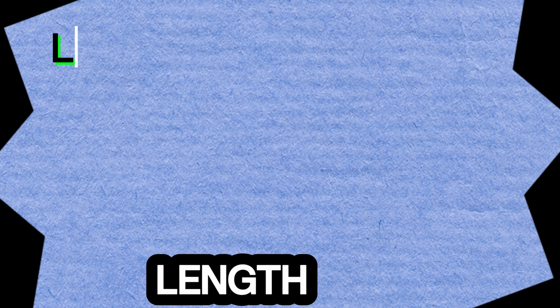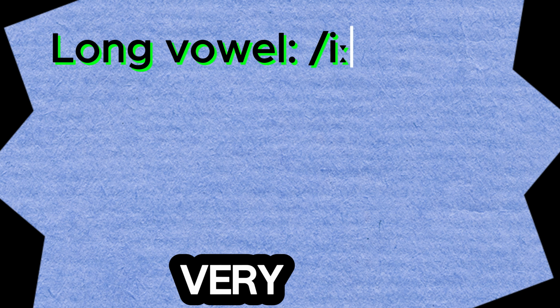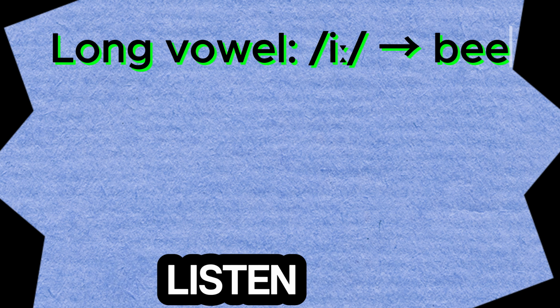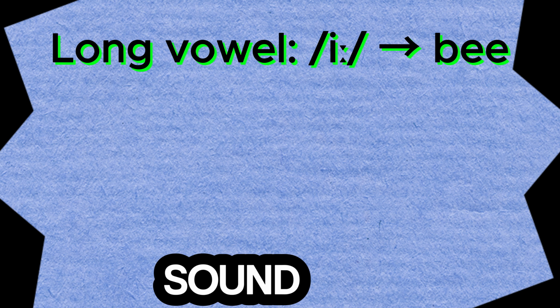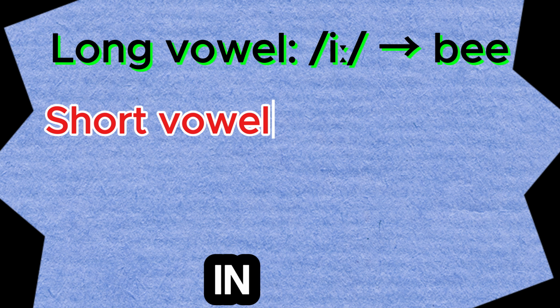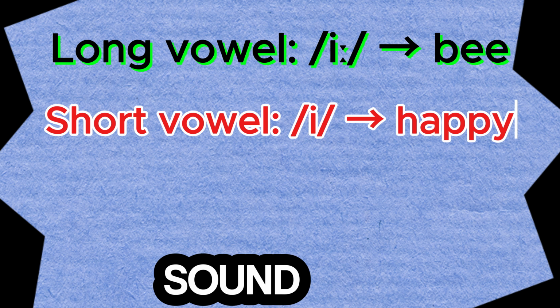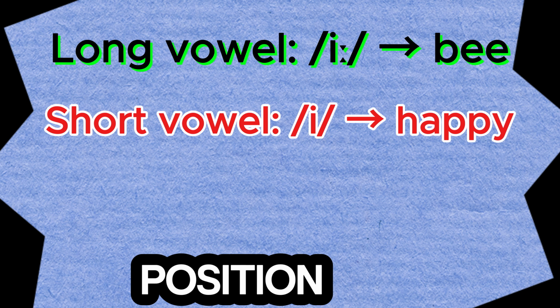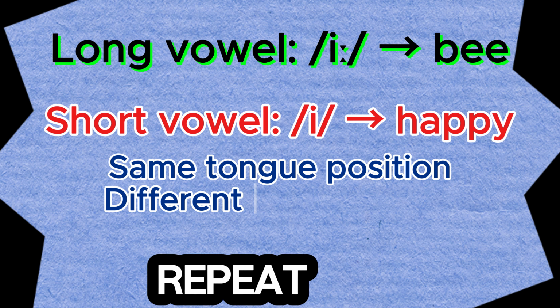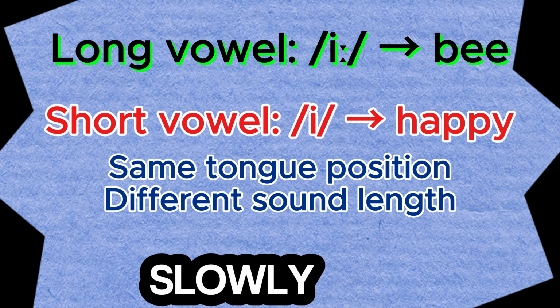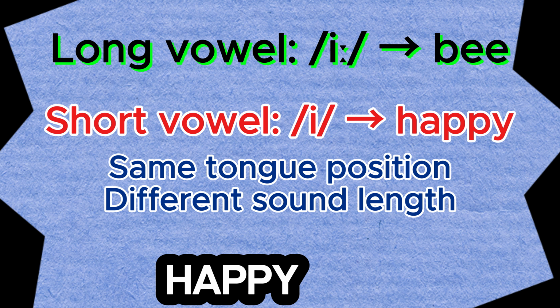Let's start with vowel sounds. In English, vowels can be long or short. The length of the sound is very important. Listen. ee as in bee, long sound. ee as in happy, short sound. The tongue position is the same, but the sound length is different. Repeat after me slowly. Bee, happy.